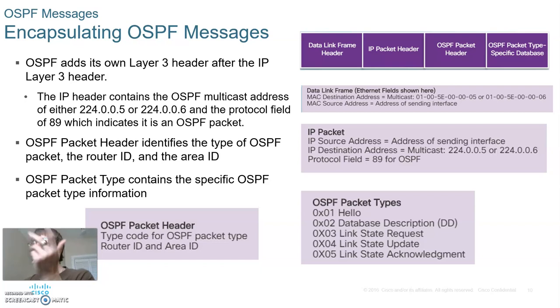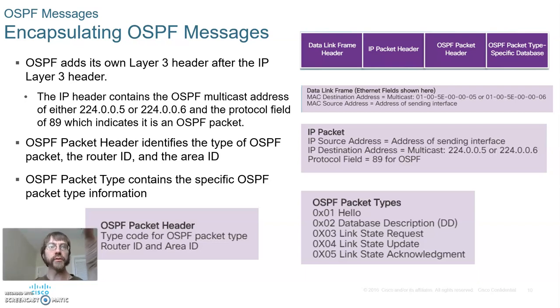By the same token, when we talk about v3, if you see FF02::5 or FF02::6, again, that's OSPF multicast. Your packet header will indicate the type of the packet, your router ID, and the area ID. The packet type will indicate whether it's a hello packet, a DBD, a database description packet, a link state request, a link state update, or a link state acknowledgement.